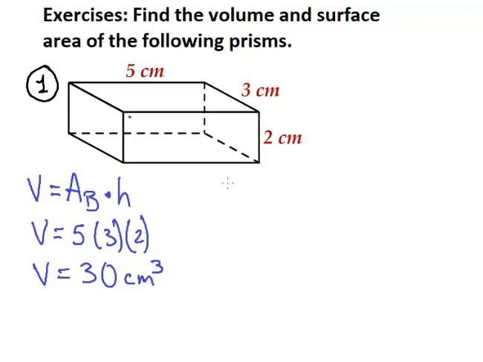Now let's go with the surface. How do you find surface? Well, to find surface, you need to add all of the faces. So let's start by finding each face. Let's go in order. Let's start with the bottom. The base. The base was 5 times 3, right? So 5 times 3 is 15. Plus, because we need to add every single one. I already found the bottom.